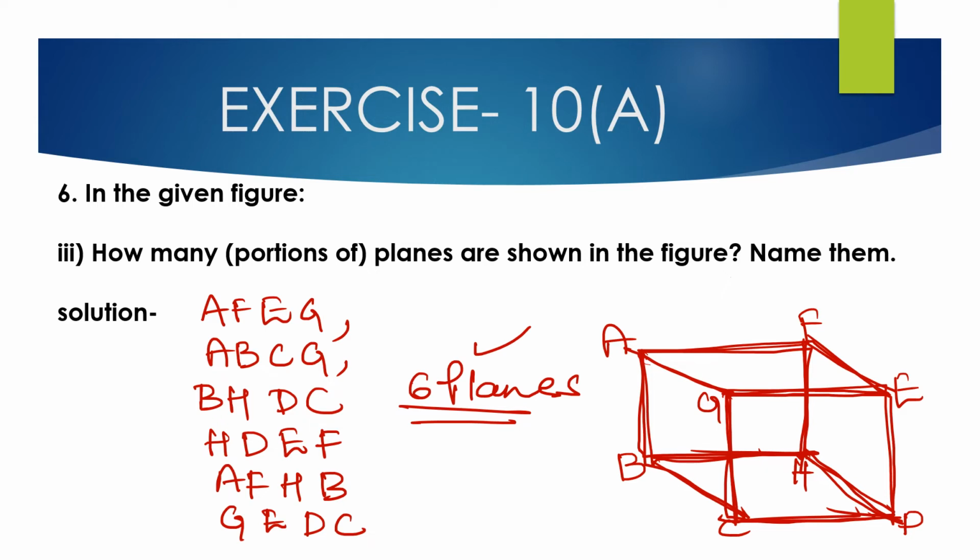6 planes are shown in the given figure. A, F, E, G, this one. Then A, B, C, G, this one. Then B, H, D, C, this one. H, D, E, F, this one. Then A, F, H, B, this one. Then G, E, D, C, this one. So 6 planes are shown in the given figure.